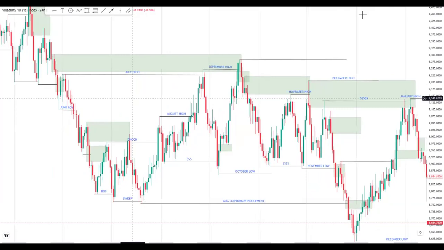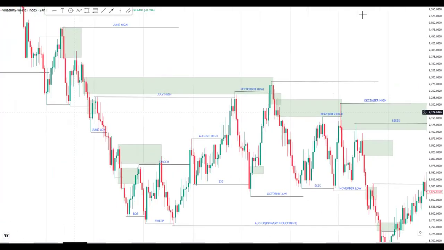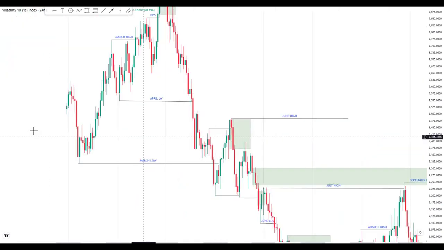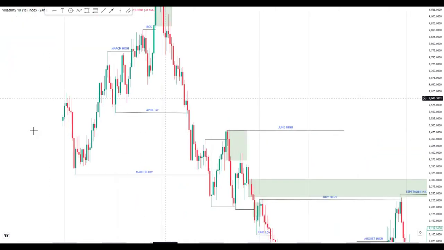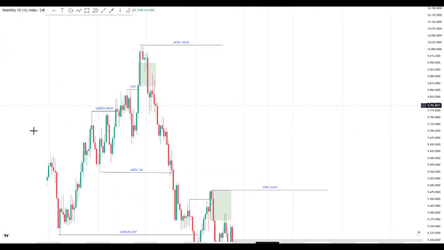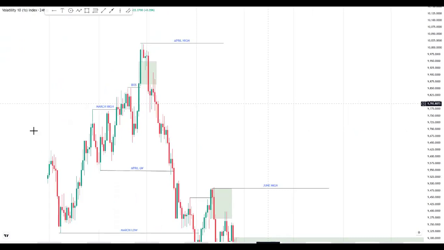Talking about my strategy. So this is B10-1S. As we can see here, I think it's for March. The back testing is from March. So as you can see, we have March, we have April here, we have March high, we have April. So from this March high, we had this one here.